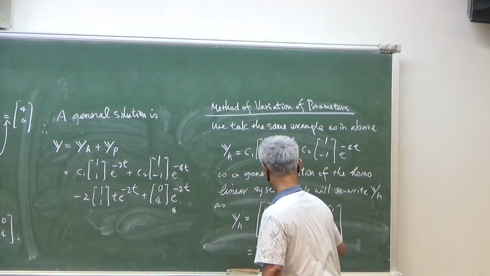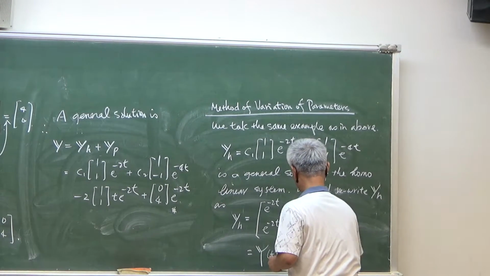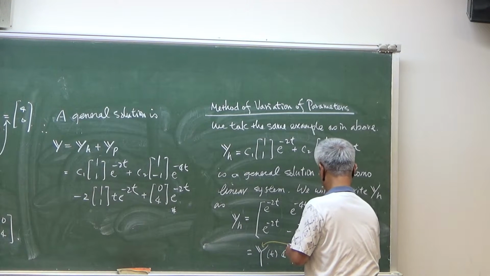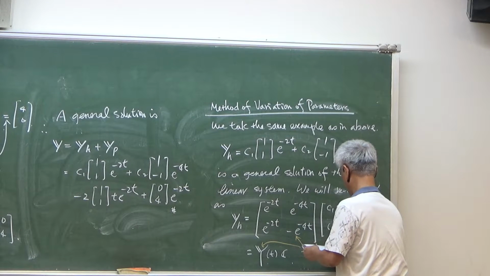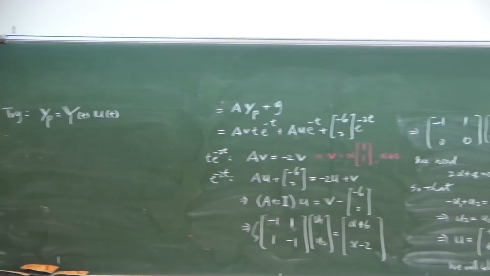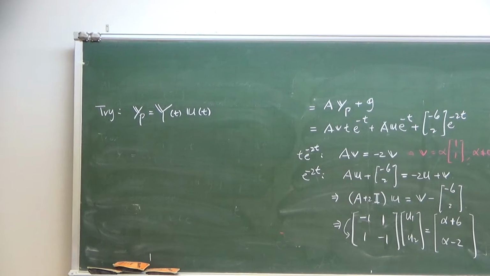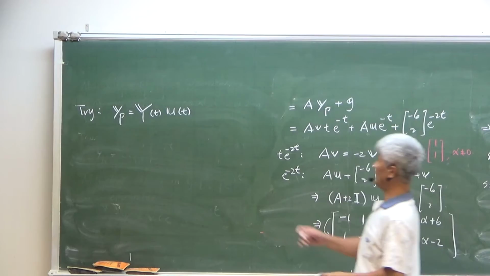Because the notation is more complex, we call this matrix the fundamental matrix. And now we try y_p equal to our fundamental matrix times u(t). Okay? So the coefficient vector, the arbitrary vector, is a constant vector. We replace the constant vector by a vector function.